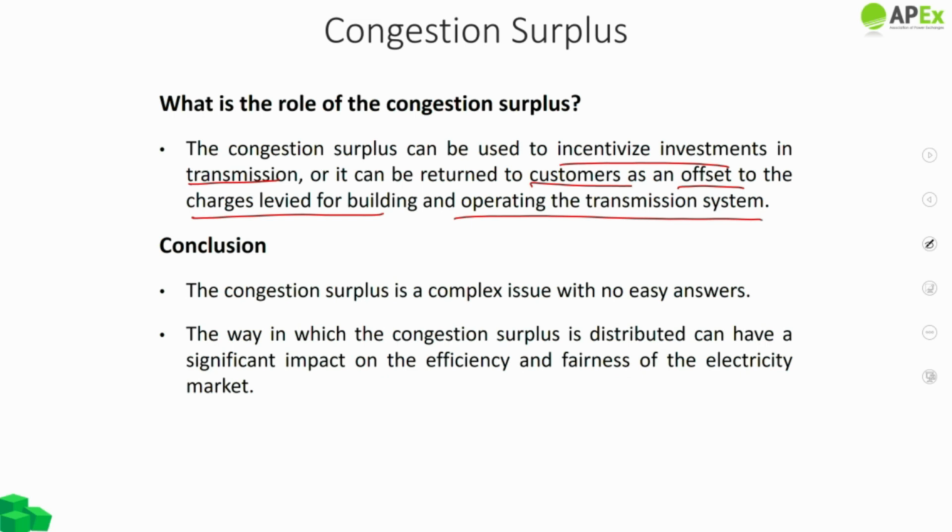So in conclusion, the issue of congestion surplus is complex and lacks straightforward solutions. How the surplus is distributed carries significant implications for the efficiency and fairness of the electricity market. Whether utilized to spur transmission investments or returned to customers, decisions surrounding congestion surplus distribution demand careful consideration to strike a balance between incentivizing improvements and ensuring equitable outcomes.